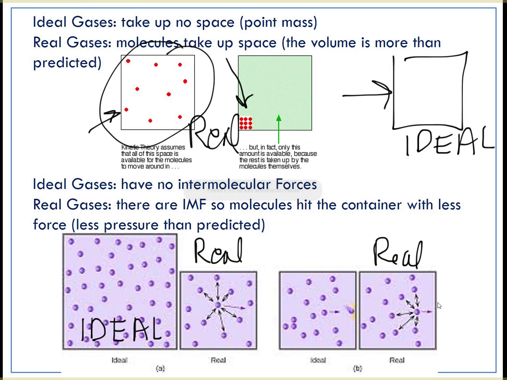Let's look at this next set. This is showing how a molecule hits the side of a container. Your ideal gas will just hit the side of a container with the full force. But when you look at a real gas hitting the side of the container, as it goes to hit the wall, the molecules that are around it kind of grab it, and those intermolecular forces are there. So it's kind of like it holds it back a little bit. So as a result, it doesn't hit the side of the container with as much force as you would predict. And so the pressure for this real gas is less than predicted. And that's because of those intermolecular forces.